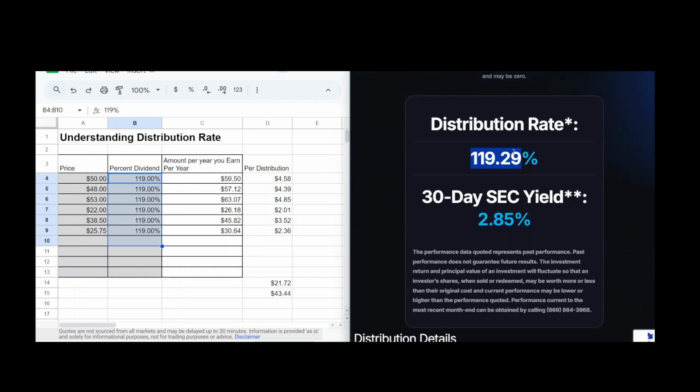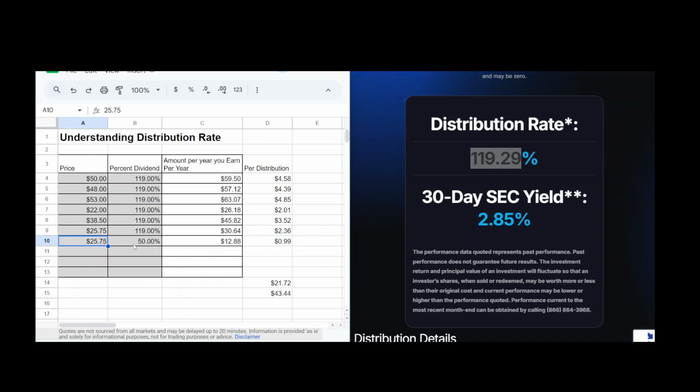So let's just see, what does that do if we do get a, say, lower distribution rate? We'll use the 25.75 here of what we just saw above, and we'll say the distribution rate got cut in half. What does that do for the amount that we earned? Well, now the amount per year that you would get is $12.88, and that amount now is 99 cents per share per distribution. So as you can see, both of these numbers, the price and that distribution rate, plays a huge part in your earnings.